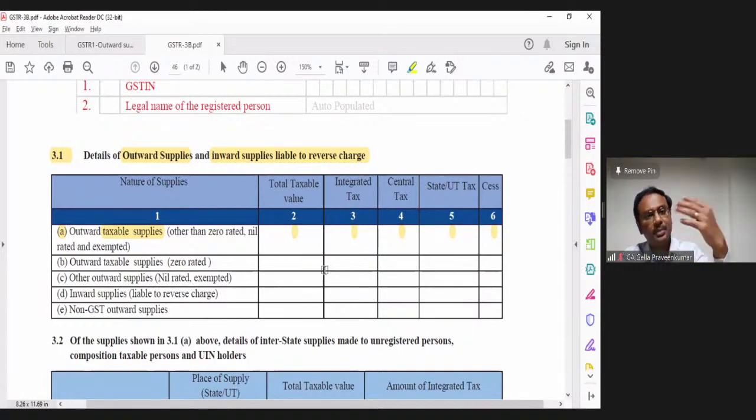There are blunders prior to that because of copy-paste errors. My taxable value was copied as 25 lakhs. By mistake, my tax value, IGST, was also captured as 25 lakhs.